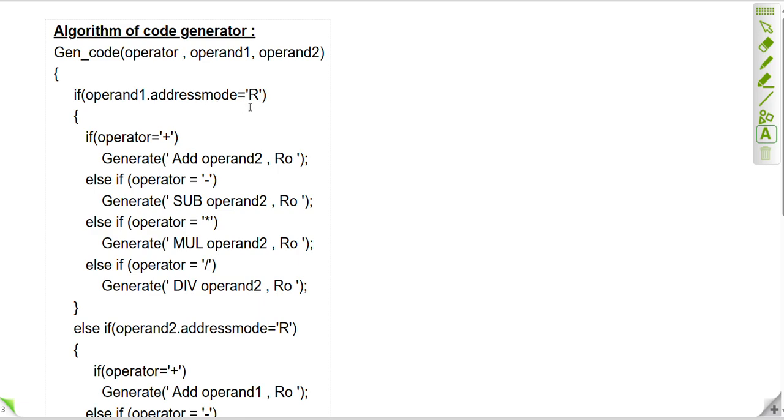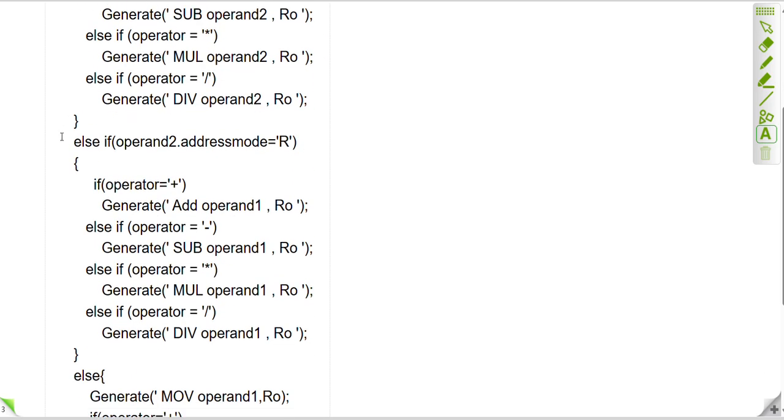If operand 1's address mode is not R, then we go to the else-if condition, where we check whether operand 2's address mode is equal to R. If the operand 2 address mode is R, then we perform the same operations with operand 1. If it is plus, we add; if it is minus, we subtract operand 1; if it is multiplication, we multiply; and if it is division, we divide.